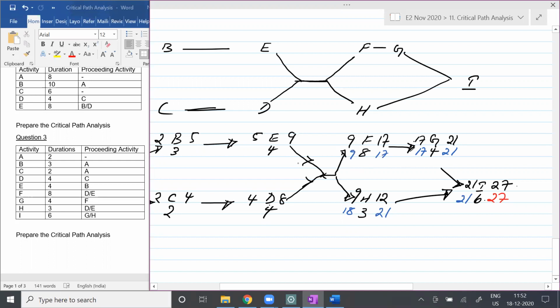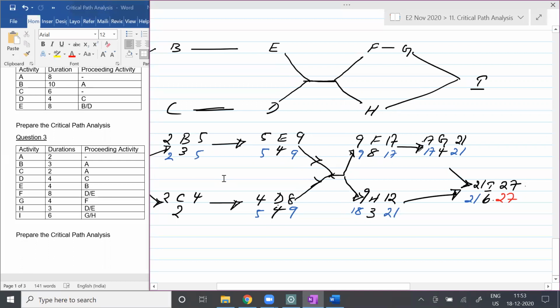Now, students, if you observe here, which number are you going to take, the bigger number or the smaller number? The smaller number. So 9 minus 4 is how much? 5. And here also 9 minus 4 is 5. So here it's going to be 5. 5 minus 3 is how much? 2. Agree?